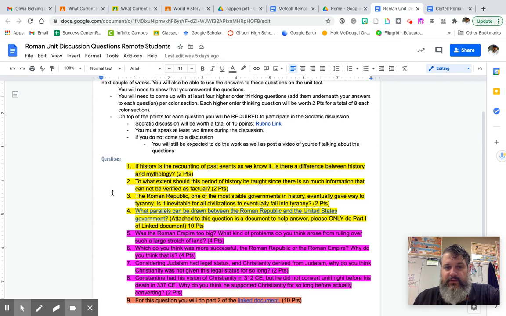And then the Roman Republic, one of the most stable governments in history, eventually gave way to tyranny. Is it inevitable for all civilizations to eventually fall into tyranny? Well, I hope not. But check that out. And then finally, what parallels could be drawn between the Roman Republic and the United States?